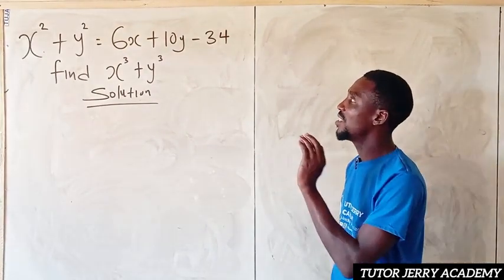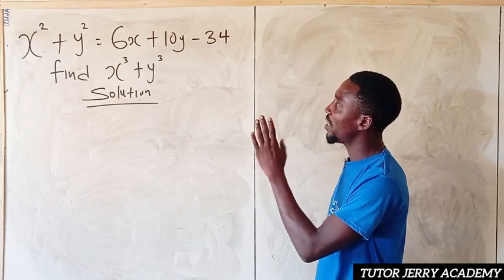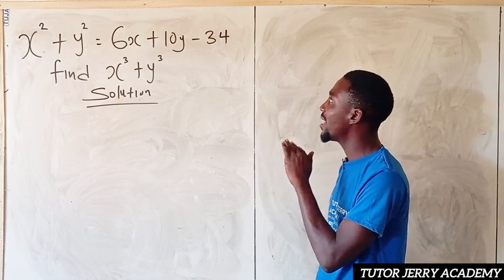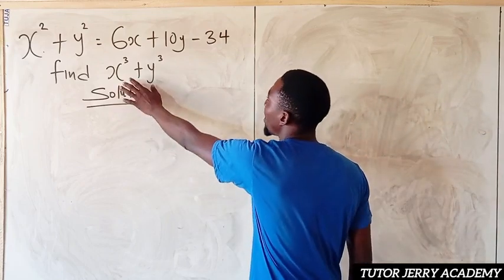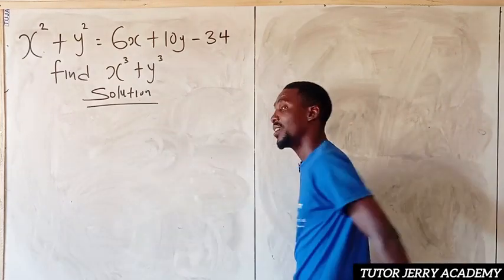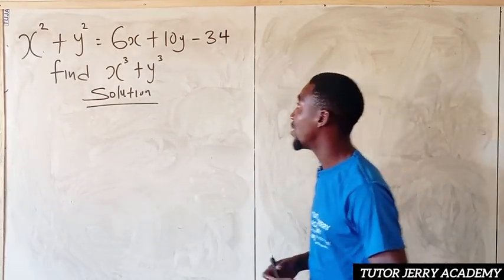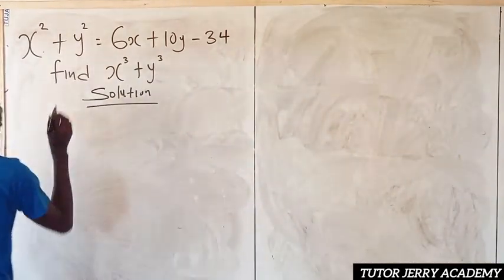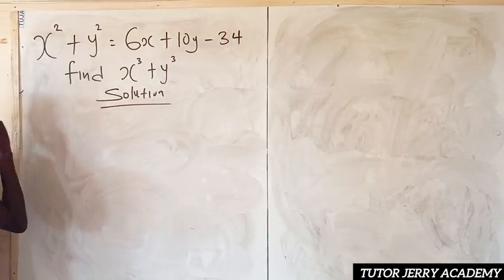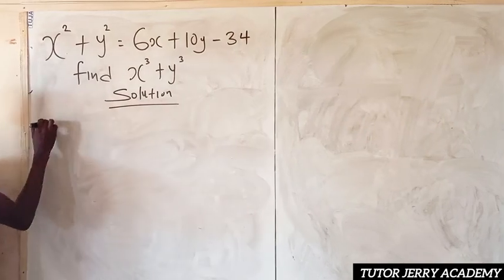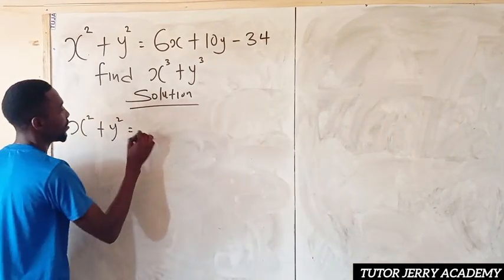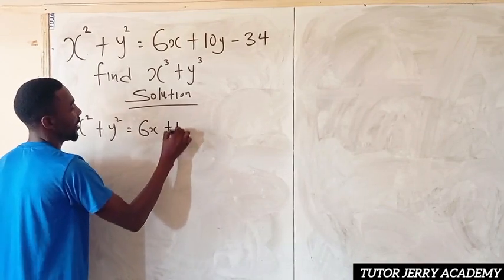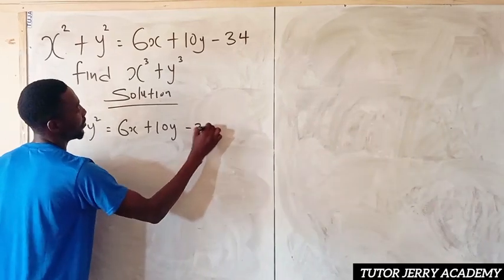The question says x squared plus y squared is equal to 6x plus 10y minus 34. We should find the value of x to the power of 3 plus y to the power of 3. Alright, so to solve this, we are going to start with the question itself. So x squared plus y squared is equal to 6x plus 10y minus 34.